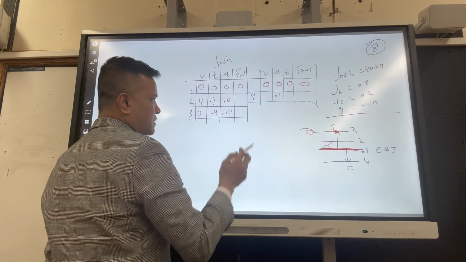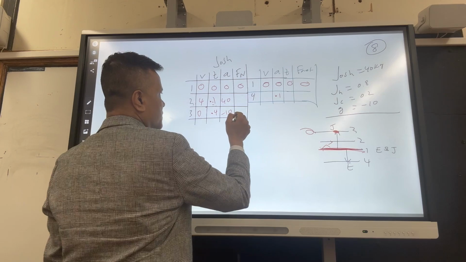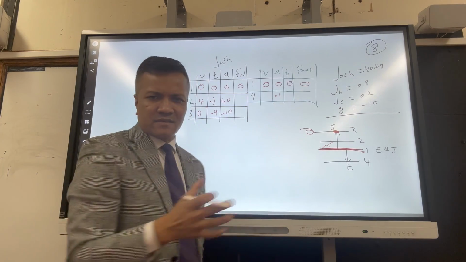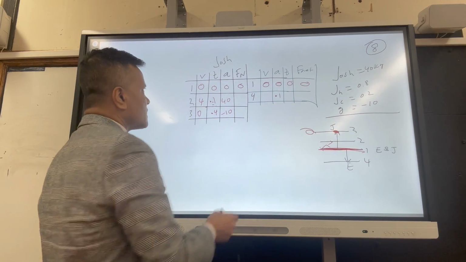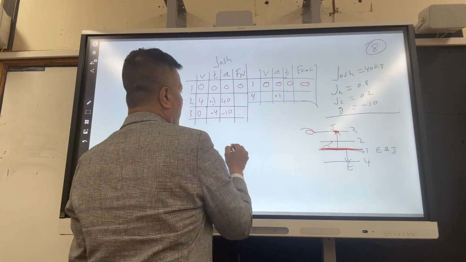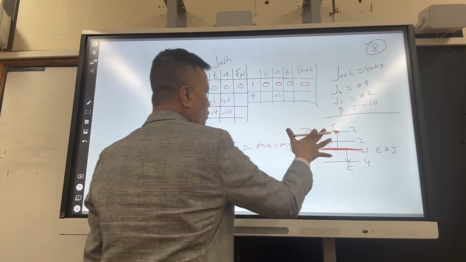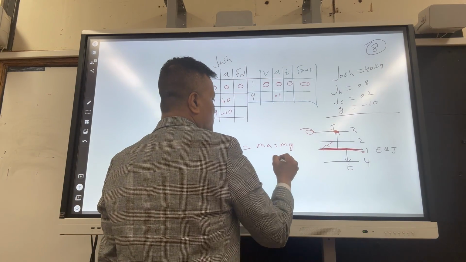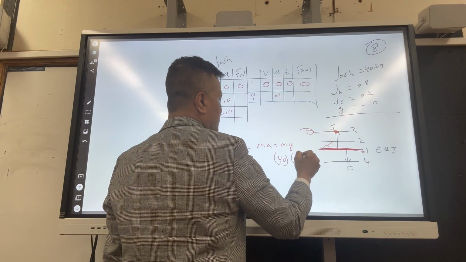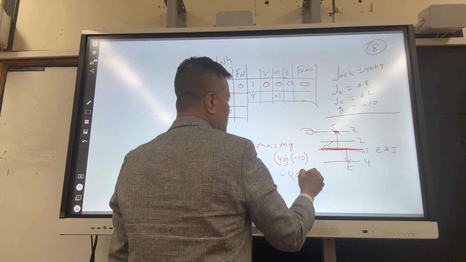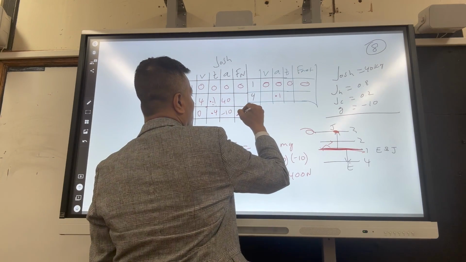We're going to find this one. Okay, now let's find this one. This one is in the test. There is a typo. This one should be F is equal to ma, which is mg. Only one force acting at location 3, which is 40 times negative 10. So negative 400 Newton. So this should be negative 400 Newton.